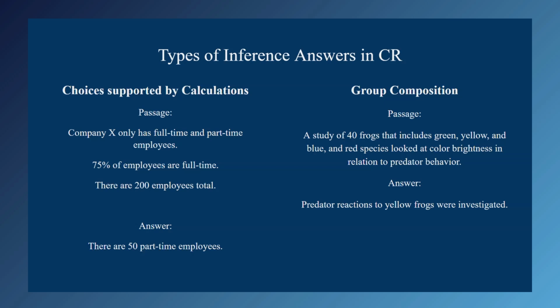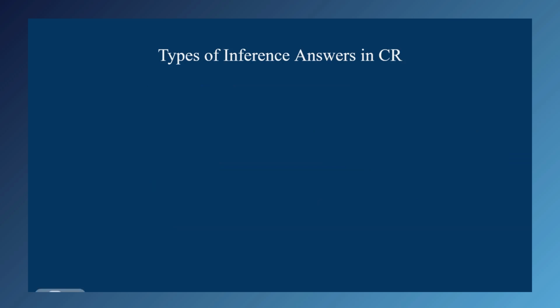Notice that if the answer choice said that predator reactions to yellow frogs were observed, that would not necessarily be supported because we don't know how the study was set up. It could have been observing, the scientists could have been looking right at the predator-prey interactions in real time, or it could have been more like book research. So be careful with how far the answer choice goes and make sure that it doesn't go too far, which brings us to our next group.